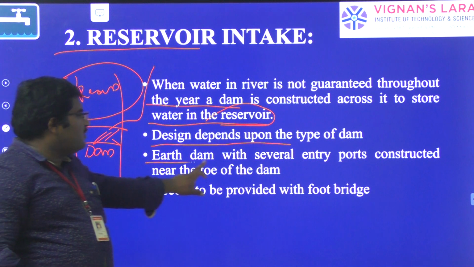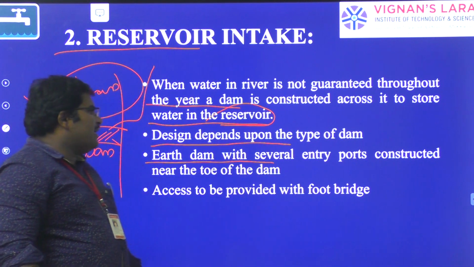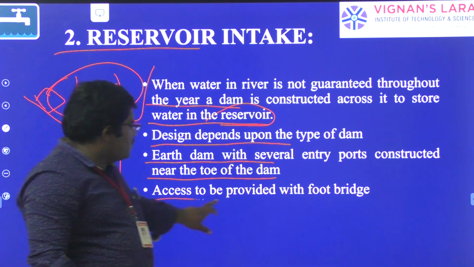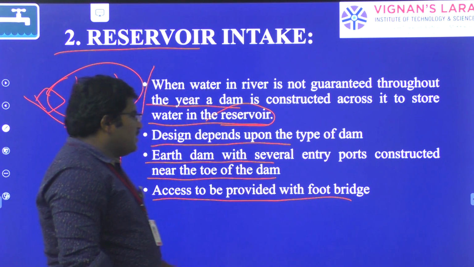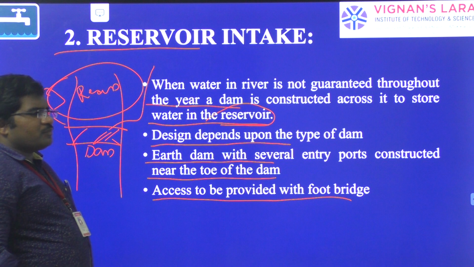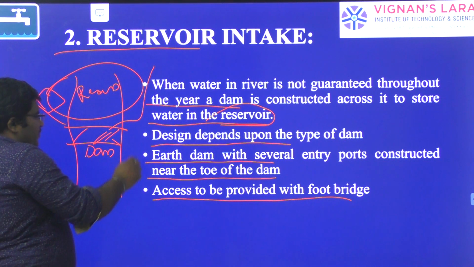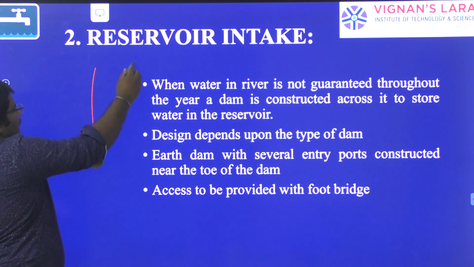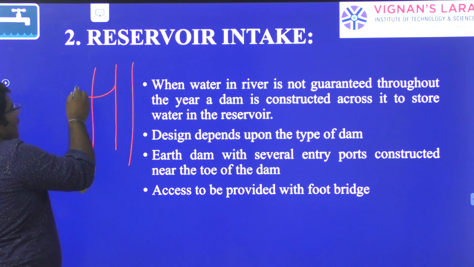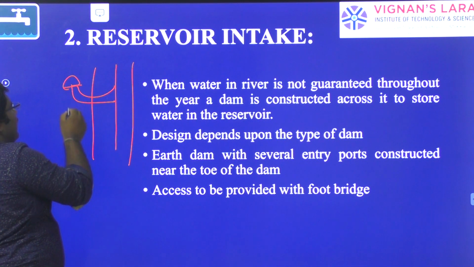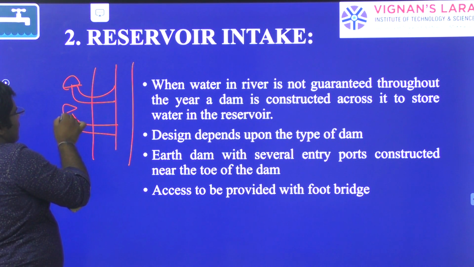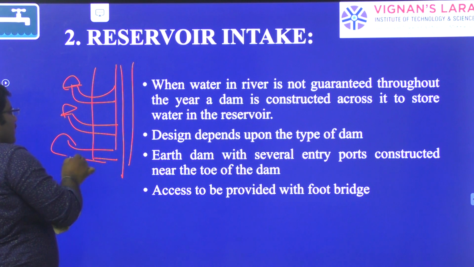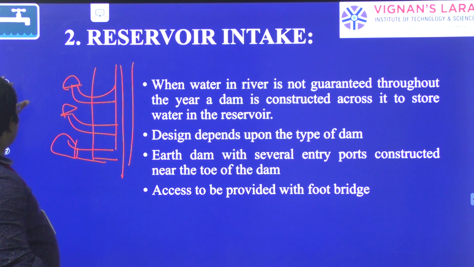Next, the earth dam will have several entry ports constructed near the toe of the dam, with access provided by a footbridge, right? So if it is an earth dam, several ports, right? So if this is the well, it will have several ports to collect, right? We have several ports here to the pipe. If it is an earthen dam, that's what is going to be told.